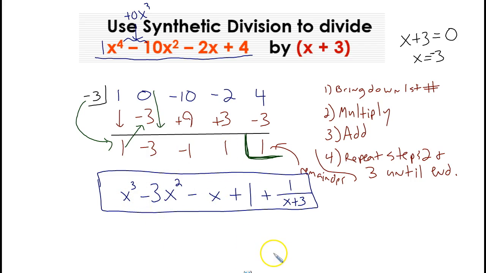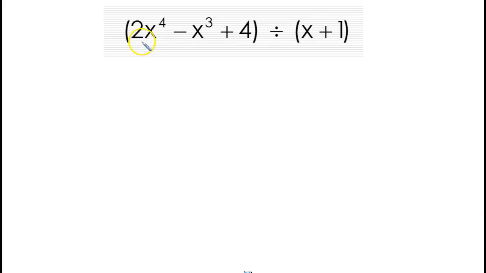Let's look at a few more examples of how to use synthetic division to divide. So here we're going to divide 2x to the 4th minus x to the 3rd plus 4 by x plus 1. Remember that we're actually not dividing synthetically by x plus 1. Instead, we're dividing by the value for x when x plus 1 equals 0. So if I subtract 1 on both sides, I get x equals -1. I'm going to divide by -1. I put that on the left with a little kind of backwards L here to separate it.